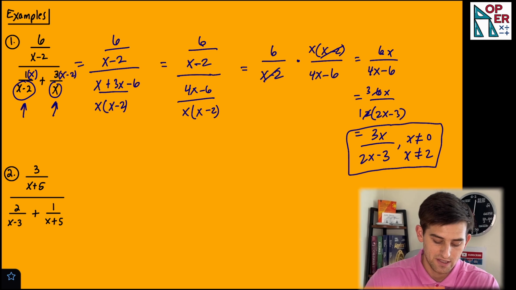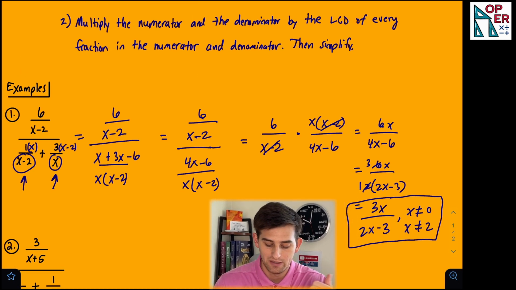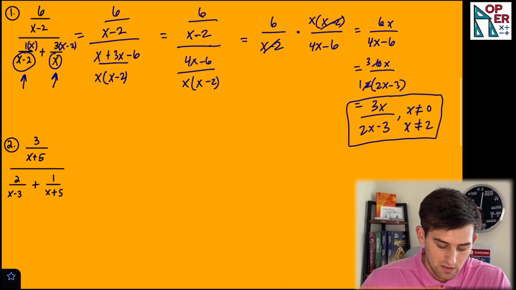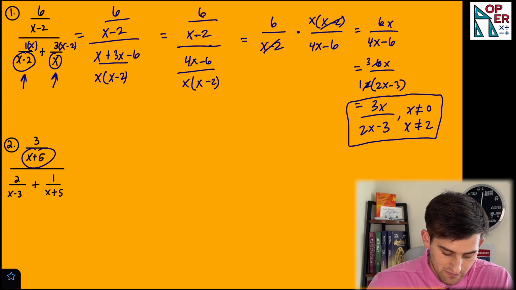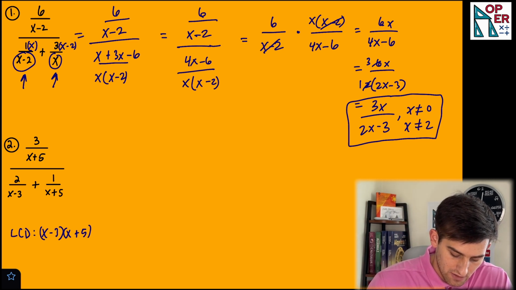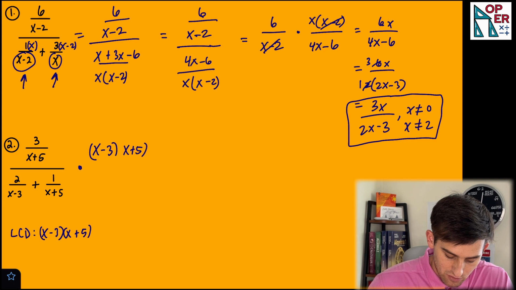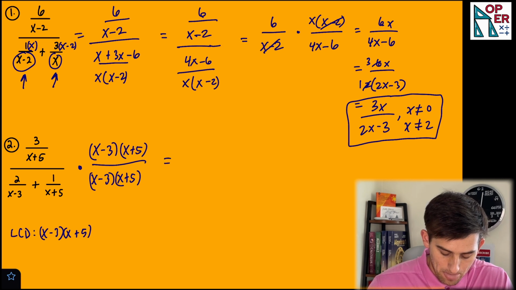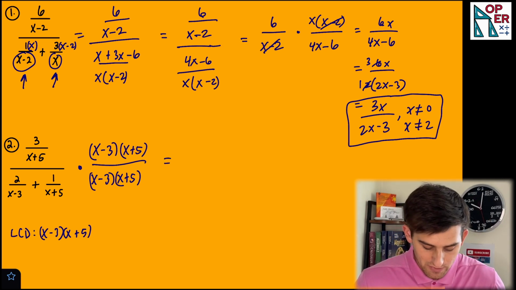Now for number two, let's use the second method, where we're going to multiply the numerator and denominator by the LCD of every fraction that's in the numerator and denominator, and then we'll simplify. If we look at our denominators, we have x plus 5, x minus 3, and x plus 5. So our least common denominator would just be those two binomials multiplied together: x minus 3 times x plus 5. Once we do that, we can multiply. So this is going to be x minus 3 times x plus 5 over x minus 3 times x plus 5. Okay, so now stick with me a little bit here.